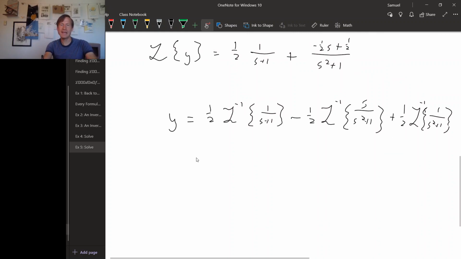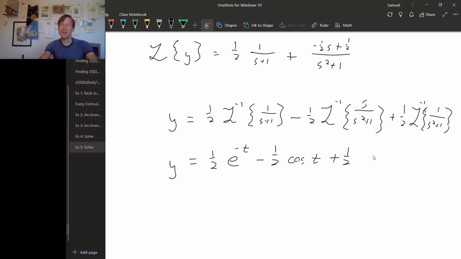And so we finally get, as our solution, y is 1/2 times inverse transform of 1 over s plus 1, which is e to the minus t, minus 1/2 times inverse transform of s over s squared plus 1, which is cosine t, plus 1/2 times this last term gives us sine t. All right, and we're done. That's all there is to it.